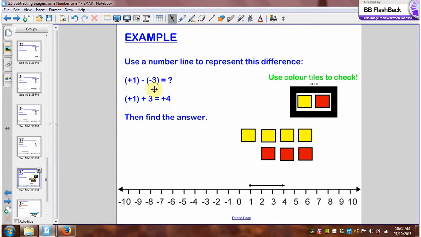Okay, so now positive 1, take away negative 3. I'm just going to take them away with my pen. So take it away, take it away, take it away. What are we left with? 4 positive tiles. Is this the same answer we got here? Yes, it is. Perfect. So that's a quick little lesson on subtracting integers on a number line.